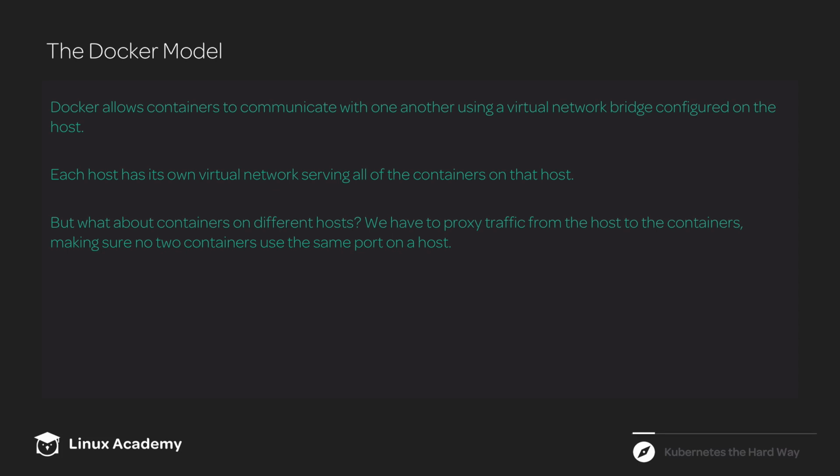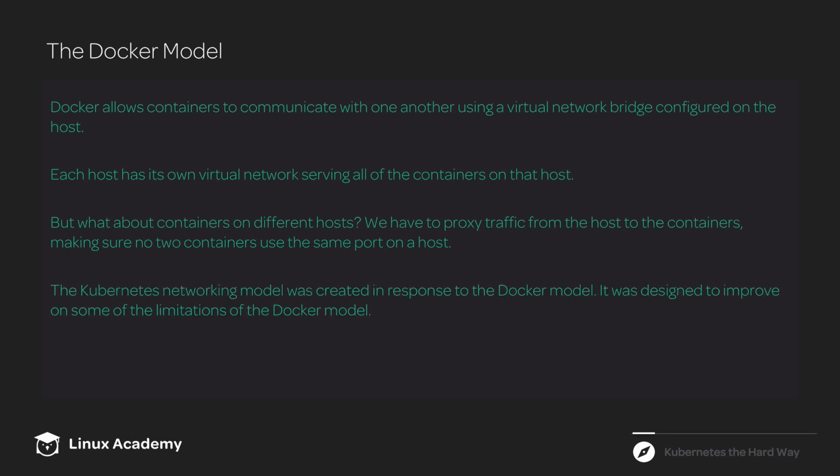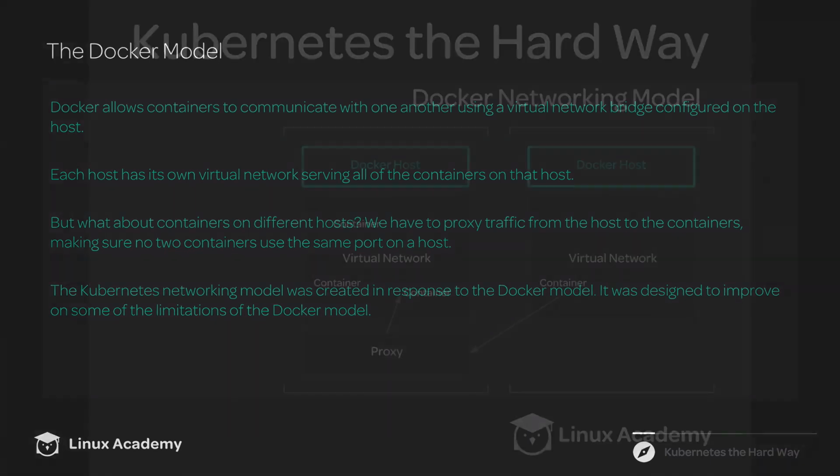As you can imagine, that can become kind of complicated because if I have multiple containers on the same host, I have to make sure that they all have a unique port because none of them can use the same port, and I have to handle all that coordination in order to proxy that traffic. And the more containers I spin up and the more complex my infrastructure gets, the more difficult that can become to manage. So the Kubernetes networking model was created to overcome some of those limitations.